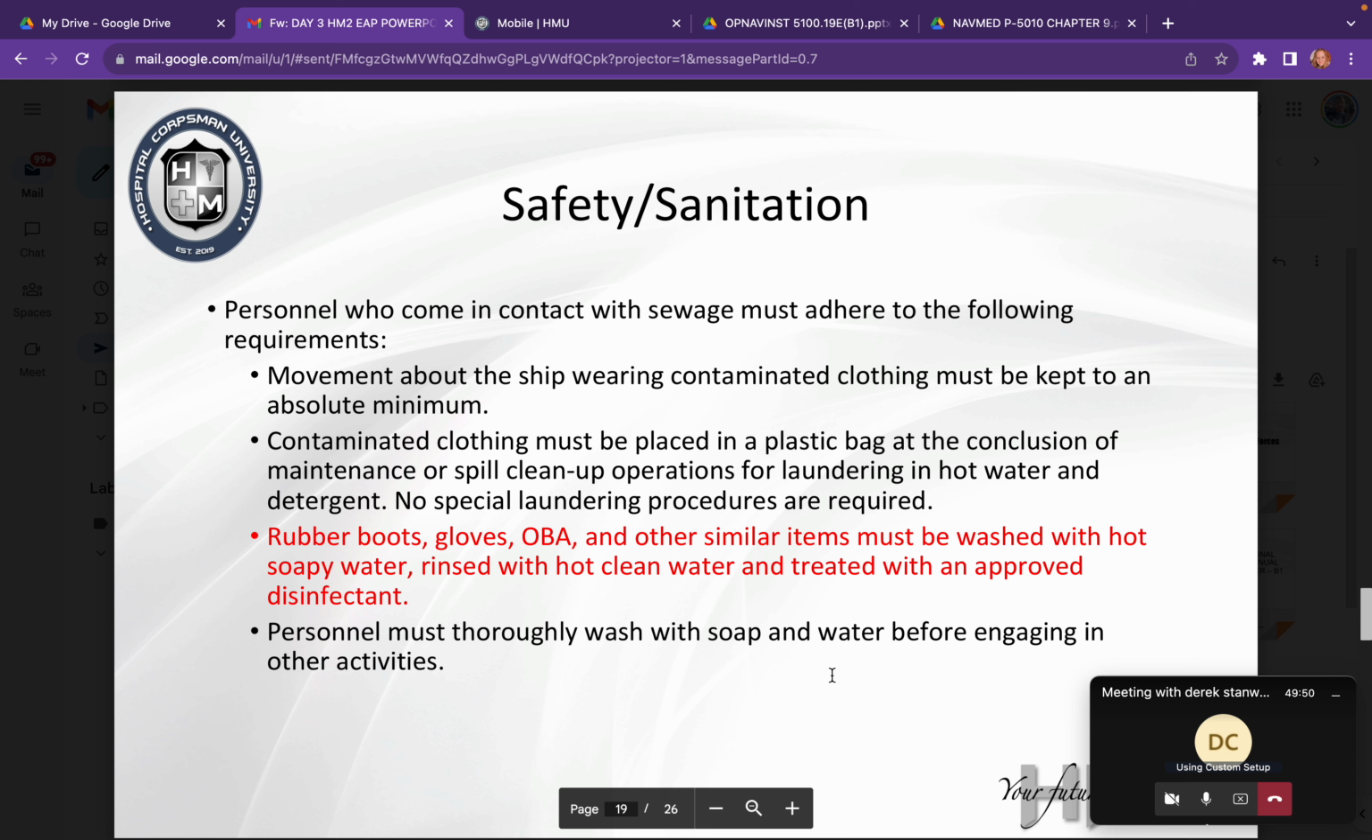Rubber boots, gloves, OBA, and other similar items must be washed with hot soapy water, rinsed with hot clean water, and treated with an improved disinfectant. Personnel must thoroughly wash with soap and water before engaging in other activities.